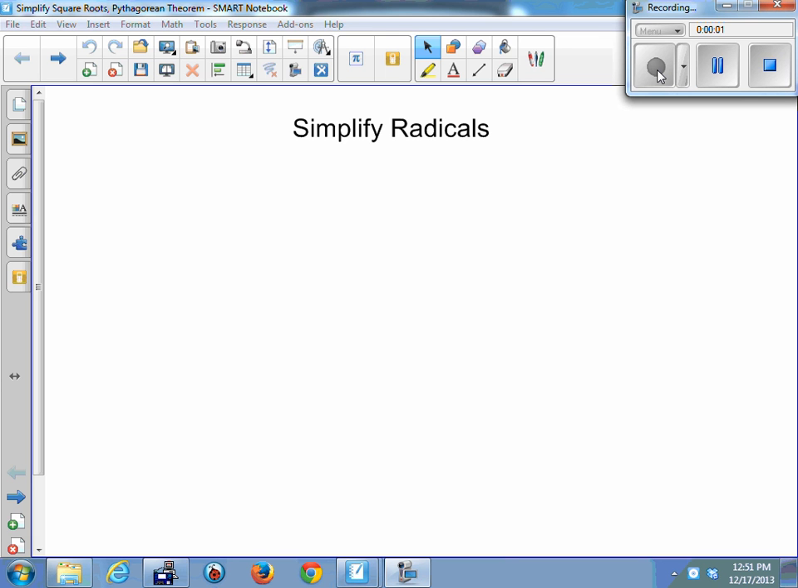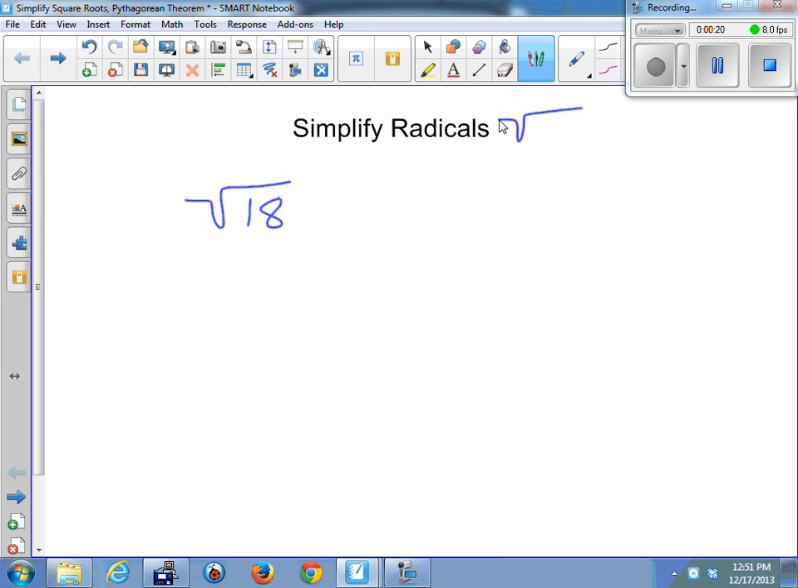All right, today we're going to simplify radicals. Radicals are basically square roots. We're going to write it in the simplest radical form. We've done this before, so you should be all right with it. We'll take the square root of 18. The square root of 18 is not in the simplest radical form.